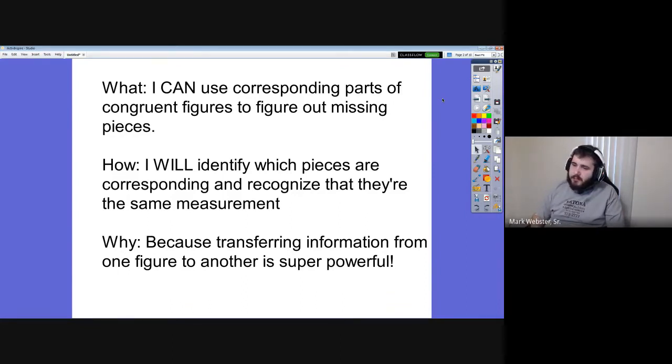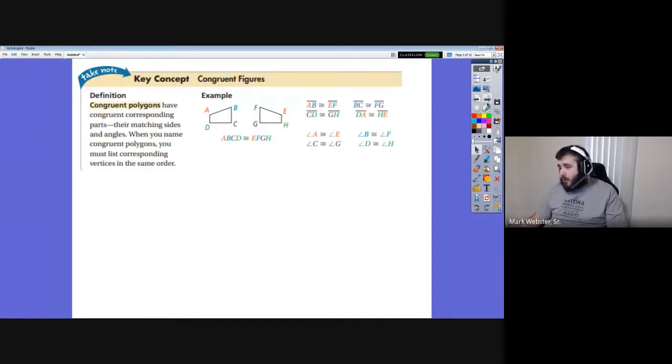If we've got something over here and it's a model for the thing on the right instead, well, we can transfer the information and actually solve the problem. So let's talk about what it means for figures to be congruent, not just angles and not just line segments to be congruent, but the whole figure. In order to be congruent, two figures have to have all their pieces that are corresponding congruent to each other. What do we mean by corresponding?